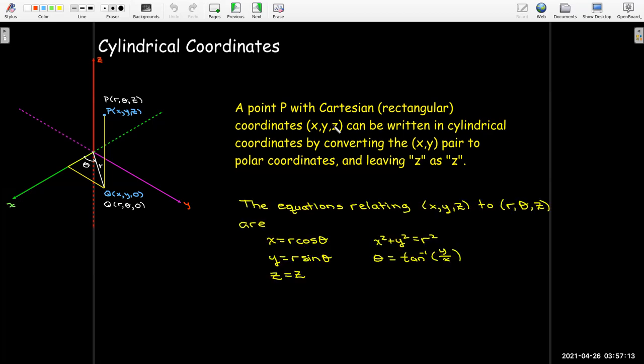So that would tell us that we have the same relation for x and y. X equals r cosine theta, y equals r sine theta, x squared plus y squared equals r squared, and z doesn't change.